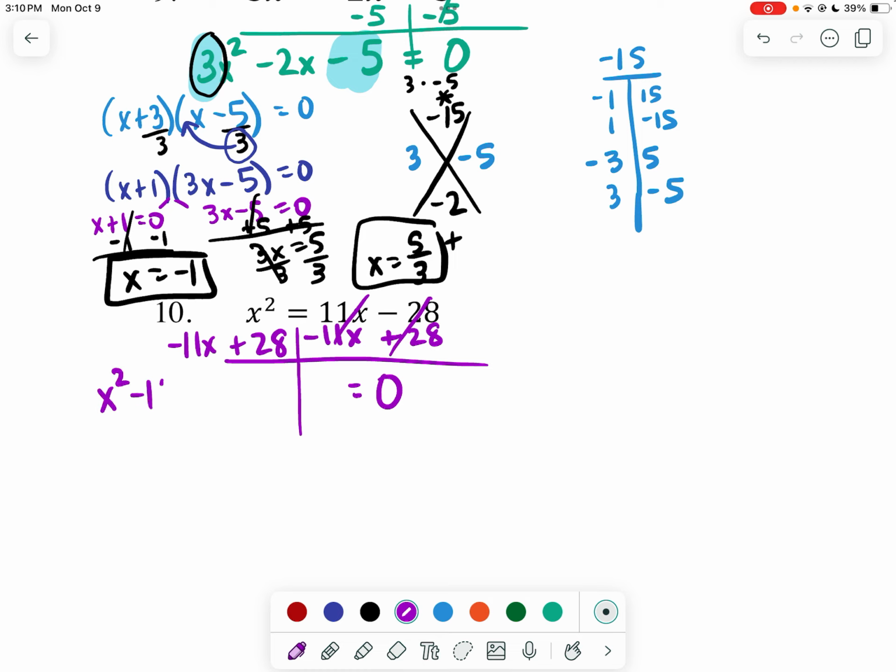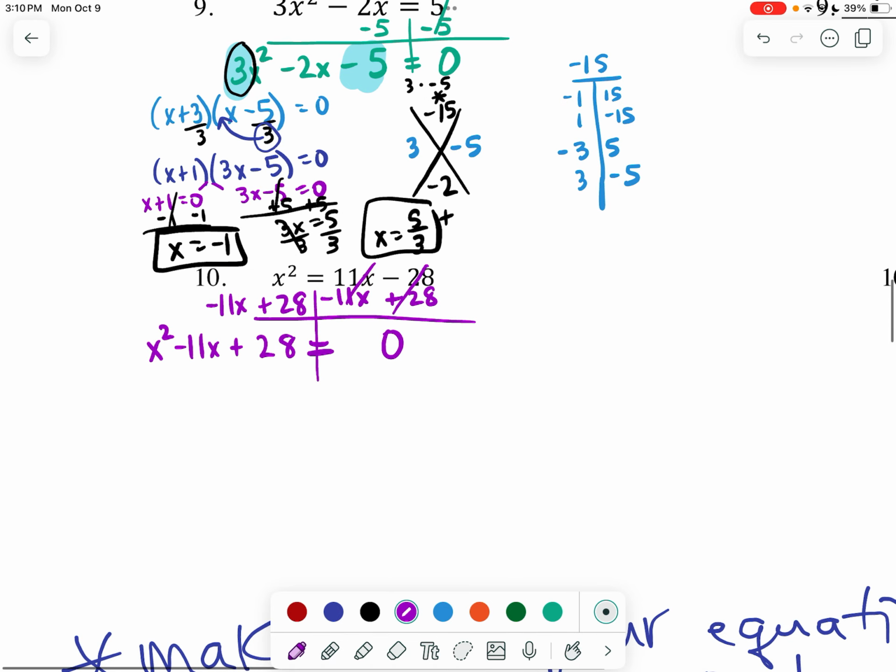None of those are like terms. I'm just going to write all those out. And now it equals 0. Okay, so now we want to factor that left side. So it's 3 terms. There's nothing I can divide all 3 by. So that means I go right to my x. I'm going to multiply to 28 and add to negative 11.